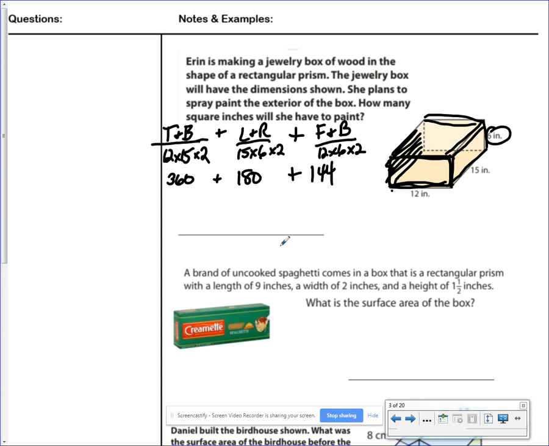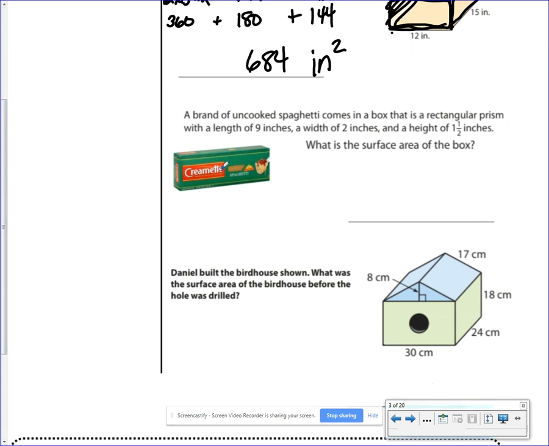Okay, I say right now, go ahead, add them all up and see what you come up with. Please make sure your label indicates that we are covering this in square units, okay? And your total, I believe, should be 684 square inches. Cool. All right, you go ahead and try this box of spaghetti. Why don't you pause, see what you come up with, and then we'll tackle the challenging birdhouse, okay?